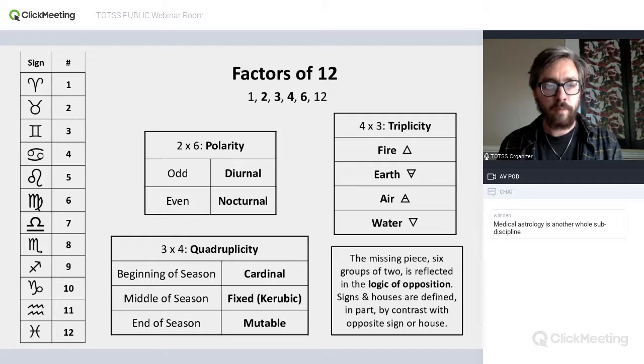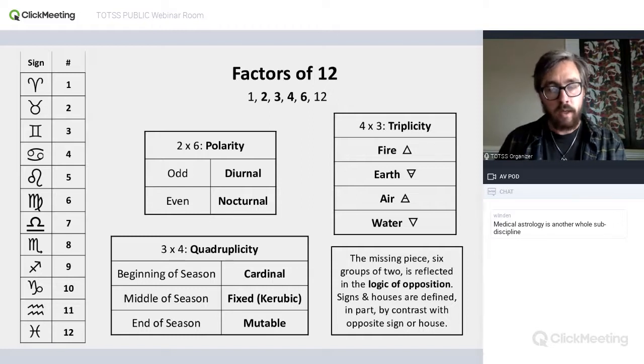Our next grouping is what's called quadruplicity, and this is 3 times 4, or 3 groups of 4 signs each. This relates back to the seasonal material we were just looking at on the previous slides. The sign that begins each season is a cardinal sign, the middle of the season is fixed, also known as cherubic, and the end of each season is the mutable sign. So, beginning with Aries, because Aries is the beginning of spring, Aries is a cardinal sign. Taurus is the middle of spring, so Taurus is a fixed sign. Gemini is a mutable sign because it's the end of spring.